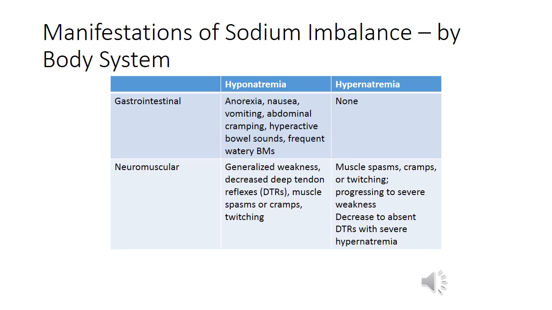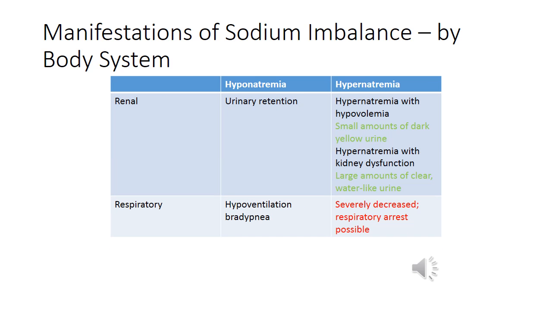Monitor for gastrointestinal changes. Auscultate bowel sounds in all four quadrants. Observe frequency and consistency of bowel movements. Monitor for neuromuscular changes. Establish a baseline for the patient's deep tendon reflexes, muscle strength, and tone. Monitor the patient for muscle weakness, muscle twitching, or irregular muscle contractions during each nursing shift.